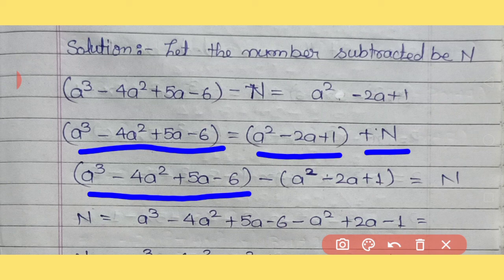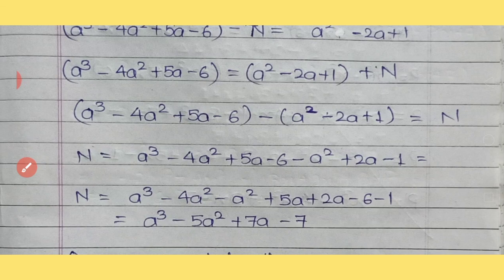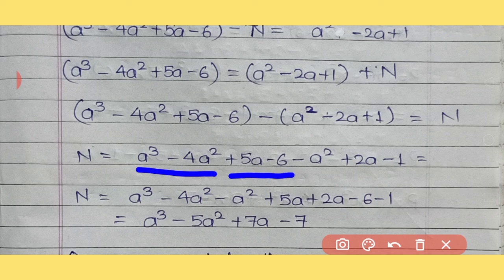So n is equal to, the bracket became opened, a cube minus 4a square plus 5a minus 6, and when the bracket became opened, the sign became changed. Plus a square changes into minus a square, minus 2a changes into plus 2a, and plus 1 changes into minus 1. So we will put together the like terms. There is no cube given other than a cube, so it will be written separately.